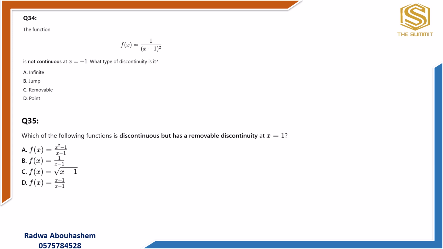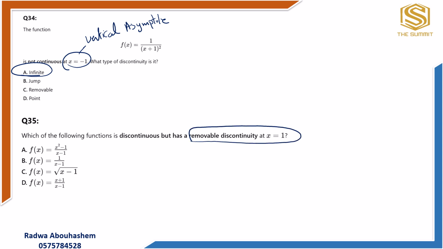Question 34 is asking: the function is not continuous at x equal negative 1. So if you check here at x equal negative 1, you have a vertical asymptote. Once you have a vertical asymptote, and you cannot cancel any factors, this means it's an infinite discontinuity. Which of the following functions is continuous but has a removable discontinuity? The removable discontinuity means I have to cancel a factor.